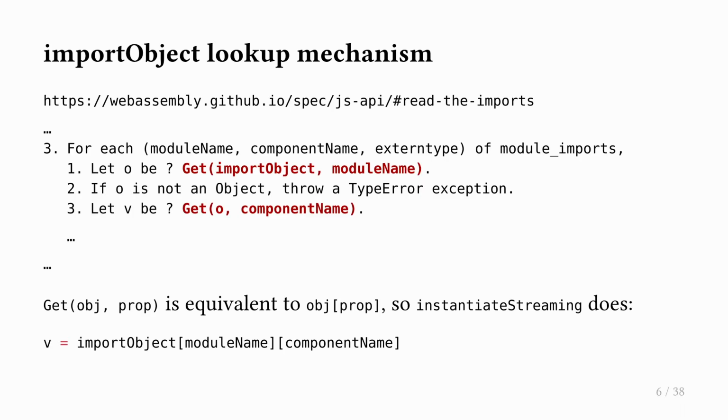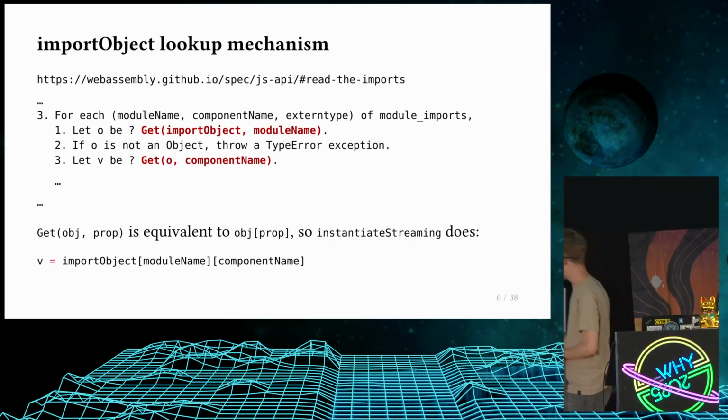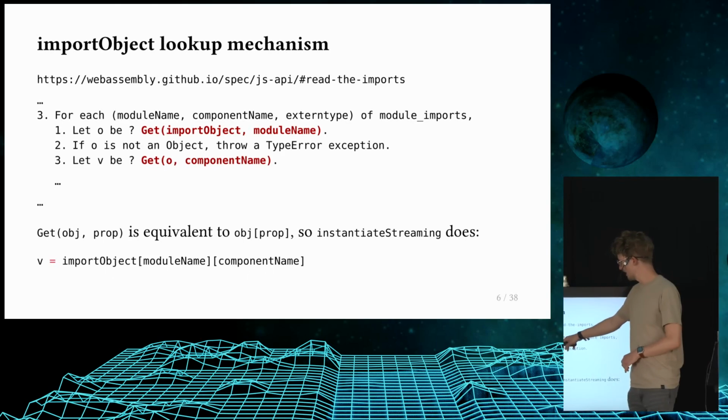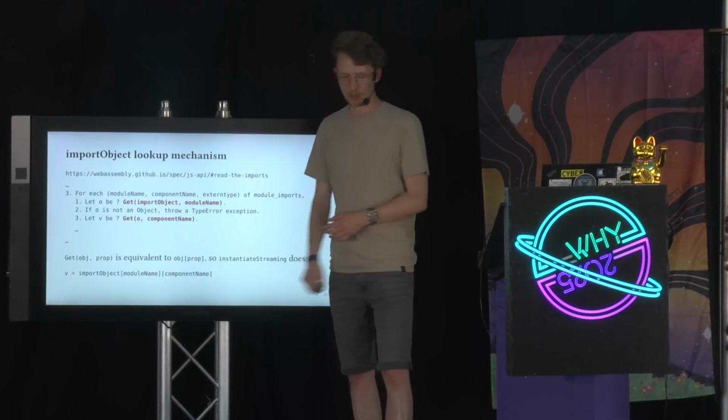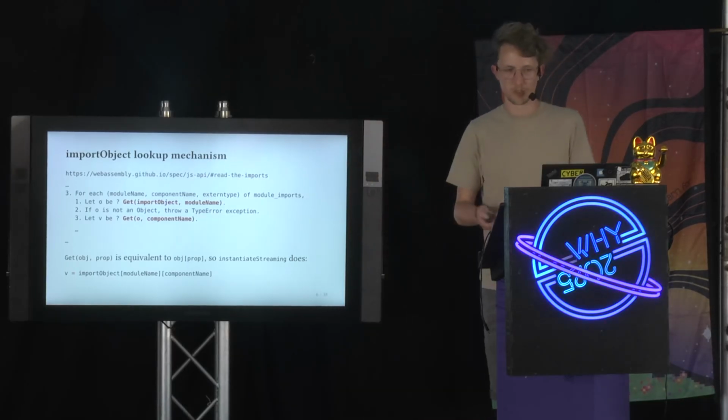This is a small snippet of it, where, if you're familiar with JavaScript specification language, this capital G, get, is basically just property access on an object. What it's doing in a loop is, for every import that was desired by the module, it tries to access what they call the module name, which is what I called ns, the namespace, in the import object, and then a component name, which is the actual import in the thing it just got. So basically, it's just a double property access, what you would expect.